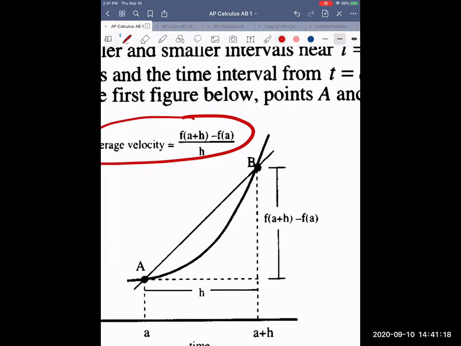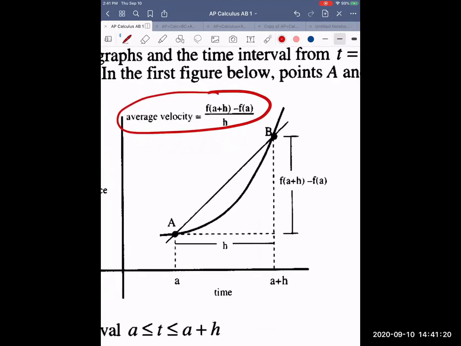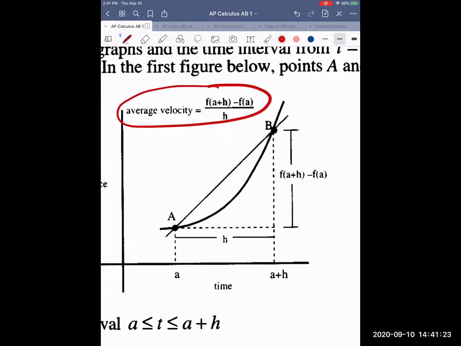So this new formula is kind of weird, and this is the perfect graph to explain it. We have 2 points on this curve. This is the graph of some function f. I don't know what it is, and I don't care what it is, okay? And on this graph, we've got a point A and a point B. Notice that below A, the x-coordinate is A, and down here, the x-coordinate is A plus H. What on earth is that?